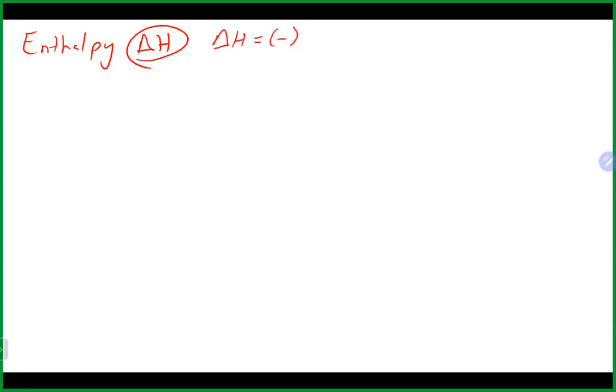And again, if we get a delta H value that is negative, that means it's exothermic, and overall we do have heat and energy being released. If we calculate our delta H and it is a positive value, it will be an endothermic reaction, which means heat and energy will be absorbed.